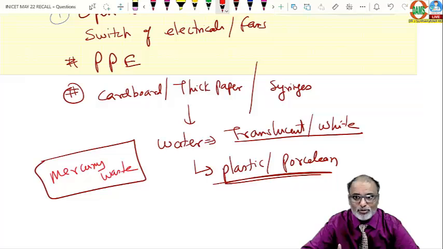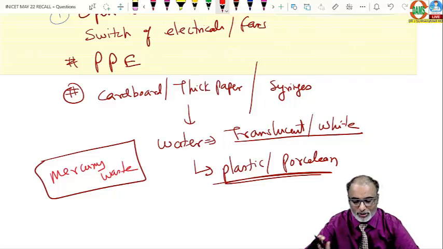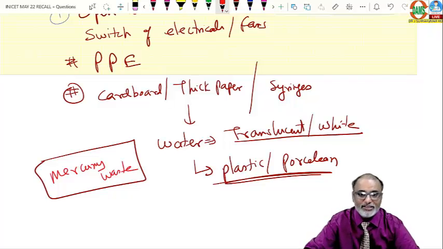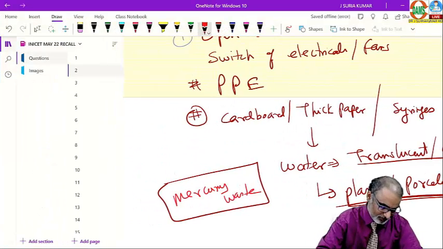What you should not do: do not broom, do not take it with your hands, and do not use vacuum cleaners. In this room you need to write that a mercury spill happened, so you do not allow people to enter inside. You restrict the entry, and you need to document everything. Now we will see the steps.